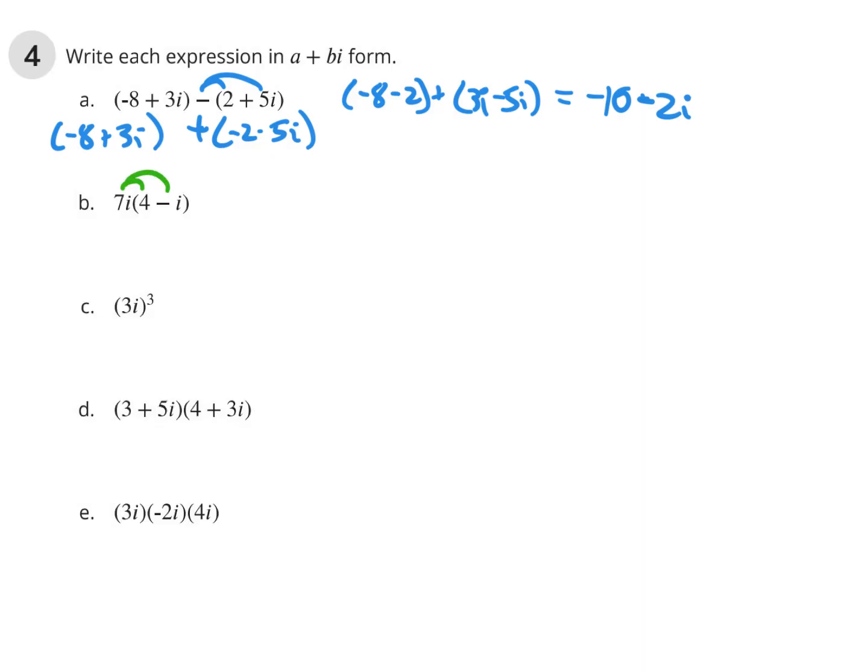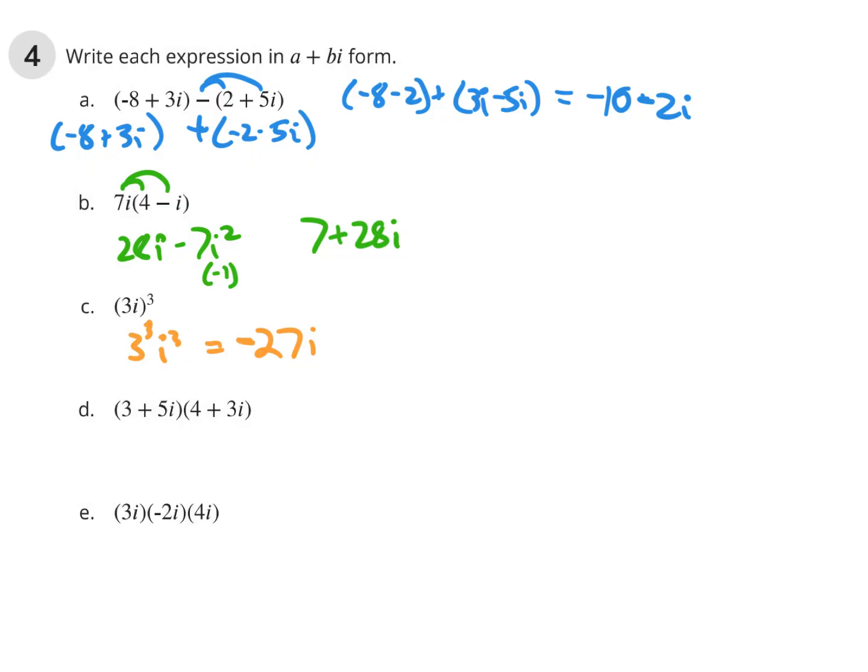Okay, distribute means pass out to everything inside. So 7i times 4 is 28i minus 7i squared. But we know i squared is negative 1. Negative 7 times negative 1 becomes positive 7. So we get 7 plus 28i. Okay, 3i cubed. So 3 cubed times i cubed. 3 cubed is 27. i cubed is negative i. So the answer is negative 27i.